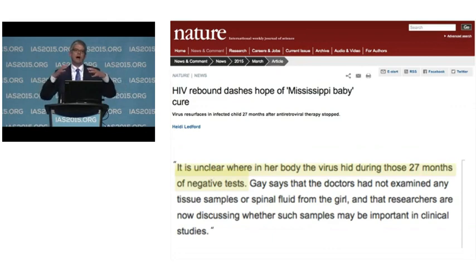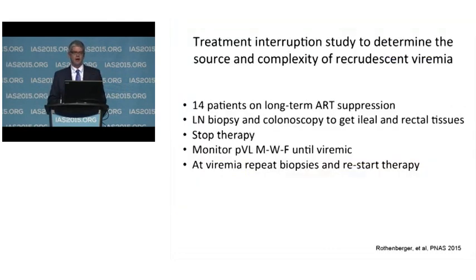Well, let's take all of that now and bring it back to the Mississippi baby and ask the question, where is this virus coming from and what are the determinants of that using these tissue analyses? Now, obviously, we have not studied the Mississippi baby, but we have another study that we can use to begin to address that question. So we recently published a treatment interruption study to determine the source and complexity of recrudescent viremia. These were 14 patients who were on long-term suppressive ART.